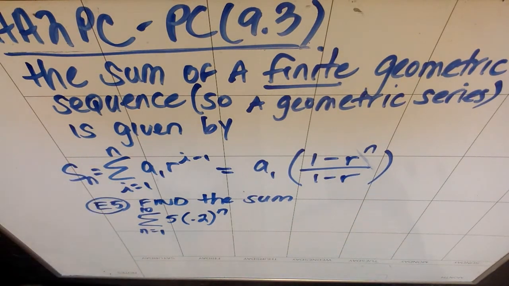So essentially, to find the sum of a finite geometric series, we need to identify a couple of things. We need to identify the first term, we need to identify what r is, and that's about it. And we need to know what n is, like what the top value of the sequence is.